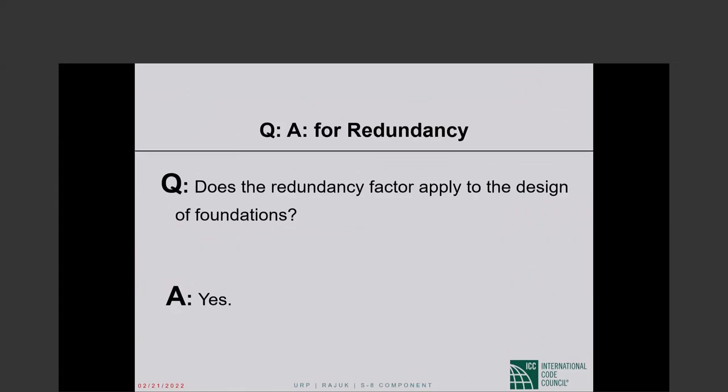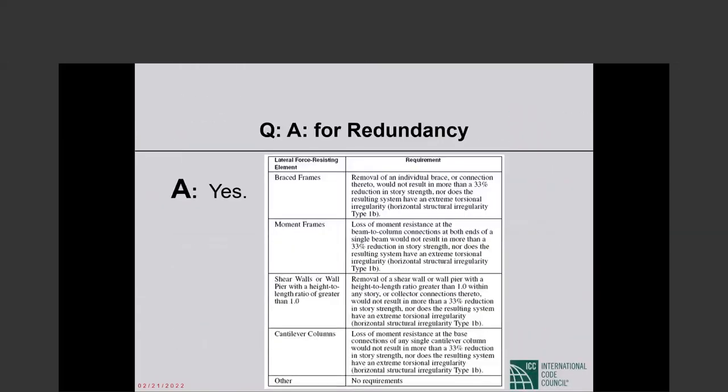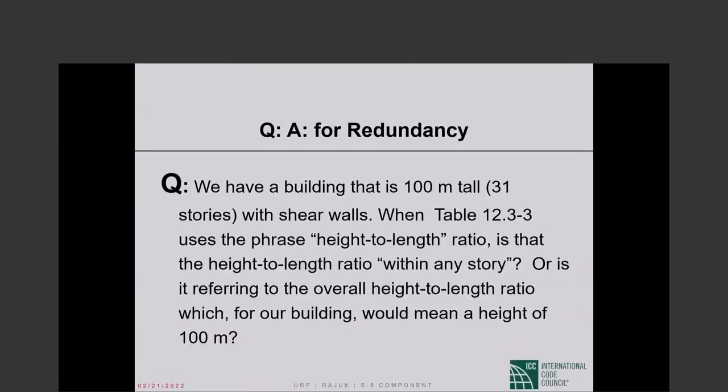Does redundancy factor apply to the design of foundations? The answer is yes. I am using condition number 1, remember, removal of structural members, to determine rho for a wood frame building. All of the shear walls are relatively long. In other words, the height of each shear wall, 2.4 meters, is less than its length, which is 2.7 meters or 3 meters or 3.7 meters. Can I assign rho equal to 1 because there are no shear walls with height to length ratio larger than 1? And the answer is yes. ASCE asks you to remove shear walls with height to length larger than 1. If there is nothing to remove, your building is redundant.